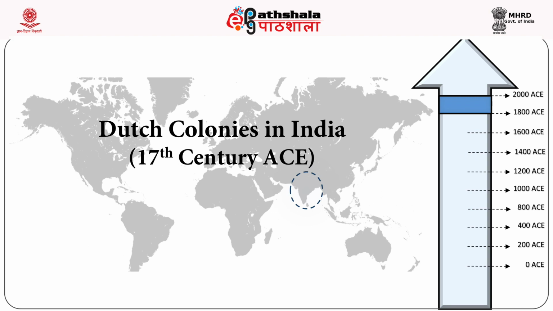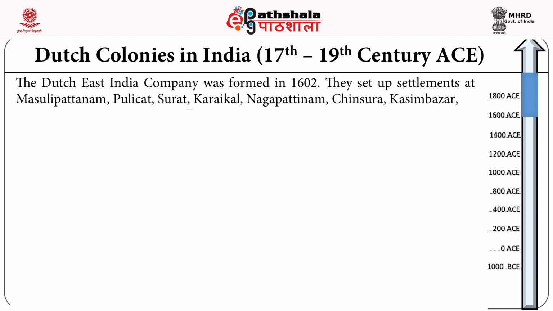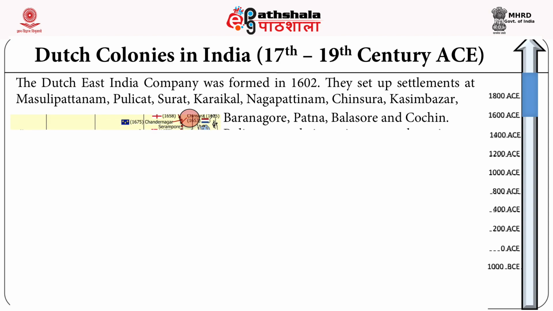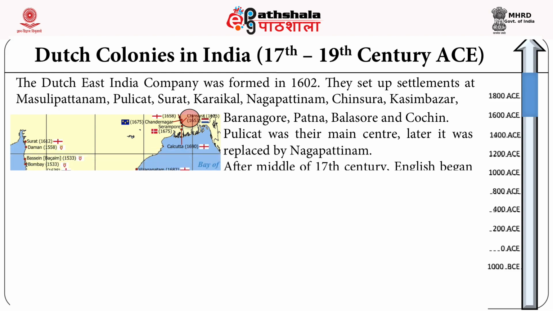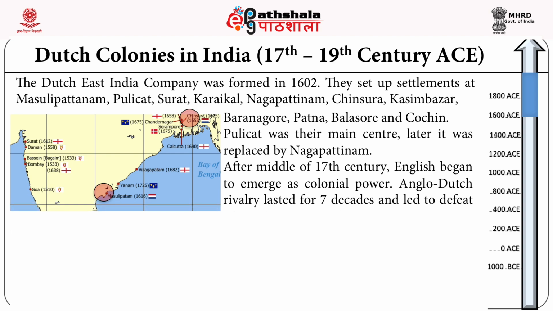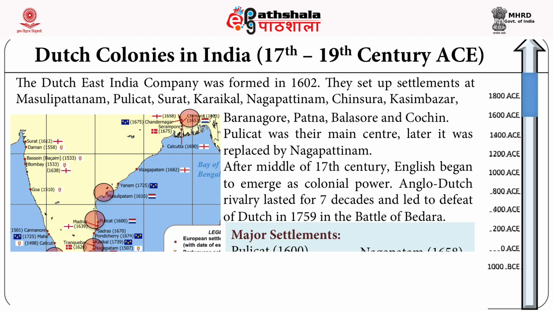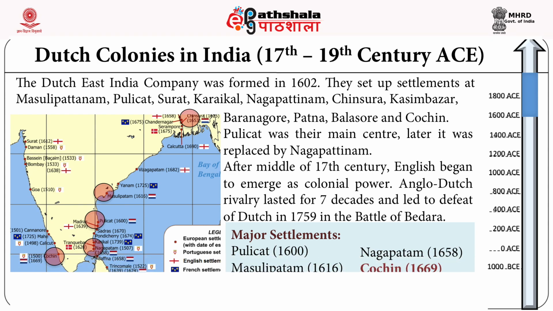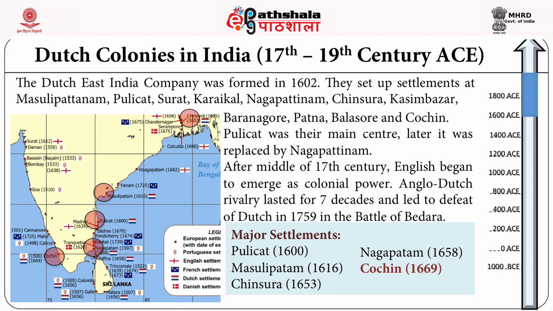Then we come to the Dutch colonies. We see that the Dutch East India Company, which was formed in 1602, set up settlements at Masulipatanam, Pulicat, Surat, Karaikal, Nagapattinam, Chinsura, Kasim Bazar, Varanagar, Patna, Balasore and Cochin. So this was basically mostly on the eastern coast. Chinsura was in West Bengal, and the rest of the settlements were on the eastern coast, and there was Kochi on the western coast. So these were the major settlements: Pulicat, Masulipatanam, Chinsura, Nagapattinam and Cochin.